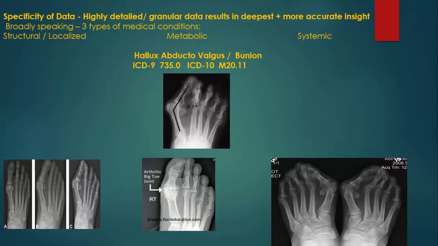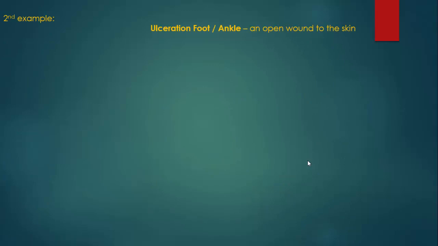Let's take a look at one more quick example. This was a bony example, but let's take a look at a second example, a skin ulceration of the foot or ankle. Now, a skin ulceration is basically an open wound. This is something we see frequently in our diabetic patients. So there's a tremendous amount of emphasis today in our market on wound care, and we're basically talking wound care for these skin ulcerations. And here we have the ICD codes.